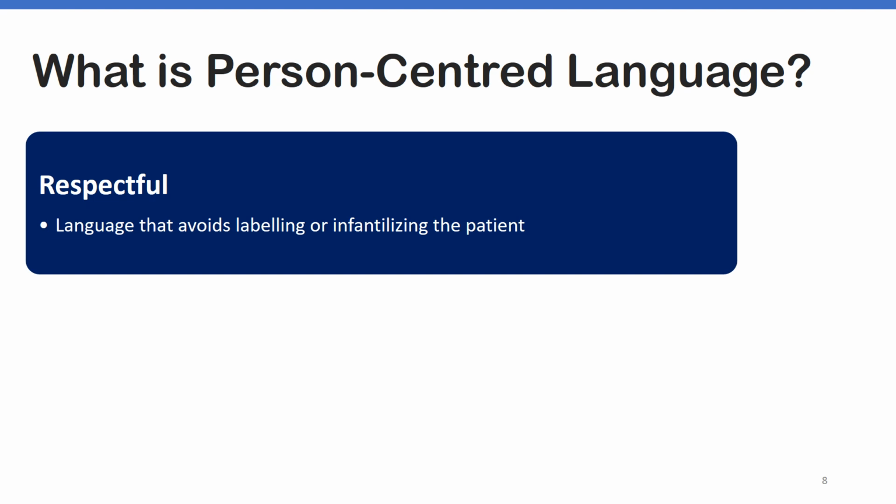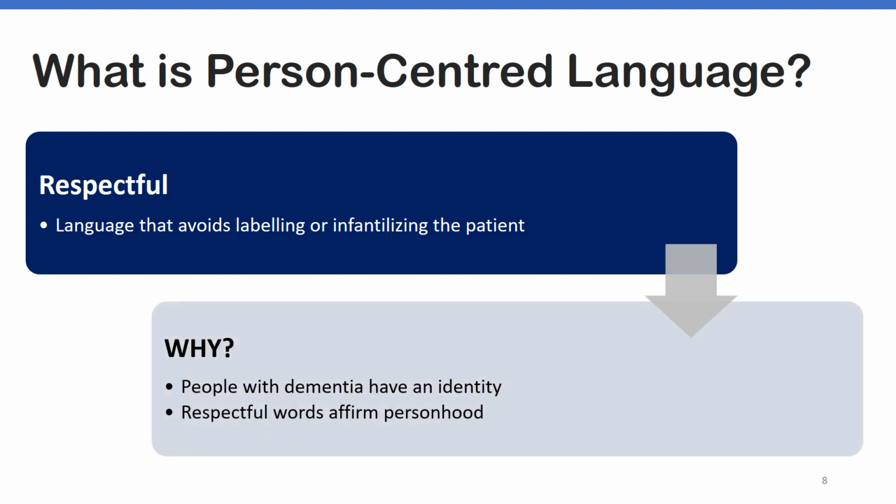Person-centered language is respectful. This means using language that avoids labeling or infantilizing the patient. The language we use can promote, empower, and increase self-esteem, or it can demean, devalue, and disrespect those it refers to. Through our language, we can demonstrate a recognition of identity, personhood, and respect. Using specific, objective, and respectful words when we communicate with older adults means our conversations don't condescend or infantilize.